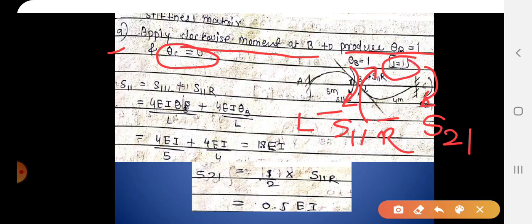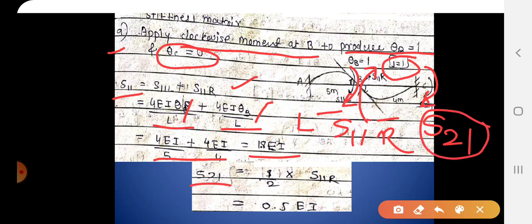Now for the S11 value, you first get S11 L plus S11 R, which is 4 EI theta B by L plus 4 EI theta B by L, for span AB and span BC. Write down the L values accordingly, and you will get 1.8 EI. That is the first element. Then the second element, S21: you can see S21 is half of this moment, half of S11 R, which is 0.5 EI.